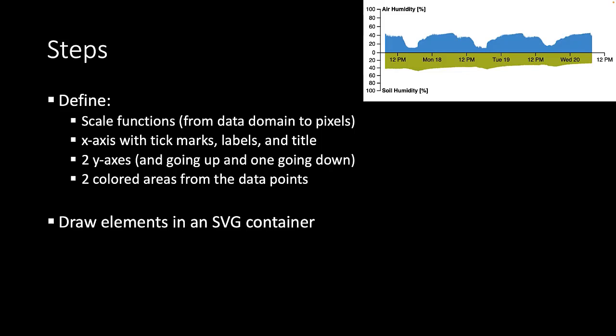Then, we need to define an x-axis with tick marks and labels, and two y-axes, one going up and one going down. Also, we need to define the two colored areas using the data. Finally, when we have defined all elements, we can put them together in the SVG container.